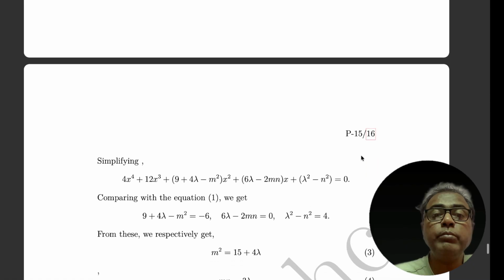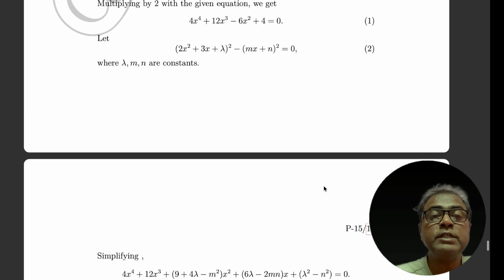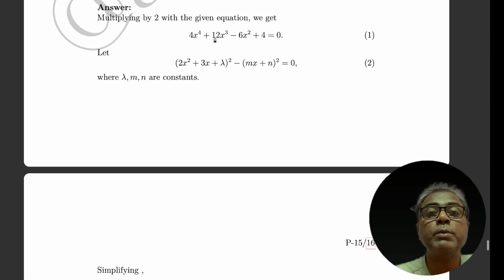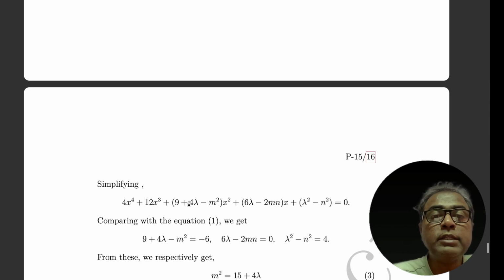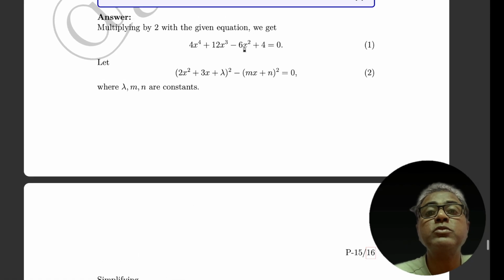Simplifying equation 2, we get the x to the power 4, x cube, x square, x, and the constant term. Comparing with this, the 12x to the power 4 plus 12x cube are the same. So we choose equation 2 in such a way that the x to the power 4 and x cube terms are the same. So only the coefficient of x square differs. Here the coefficient of x square is -6.